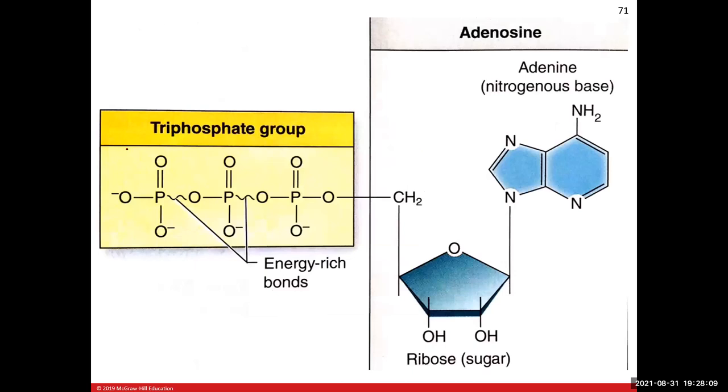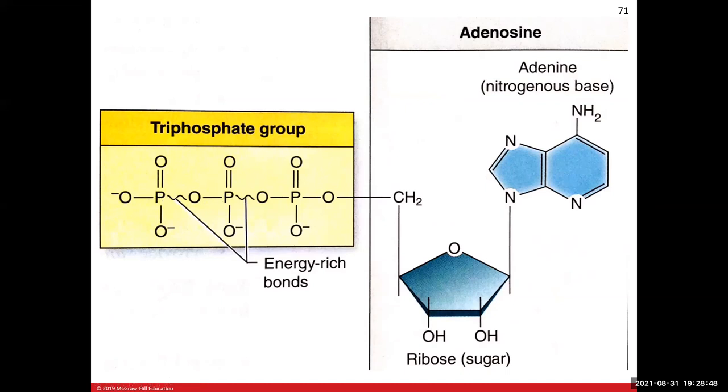Let me show you, last part right here. So here is our molecule. Here's the nitrogenous base, adenine, with our sugar. But this is really what I want to point to, the triphosphate group. See, 1, 2, 3 phosphates. This bond and this bond have tons of energy. When we snap this bond, it releases energy for whatever we need it for. And so this phosphate group just goes away.